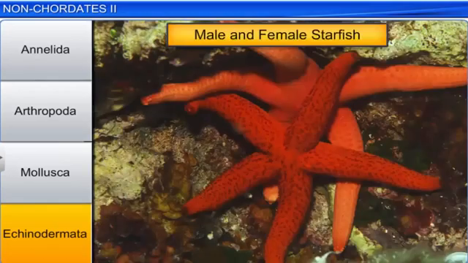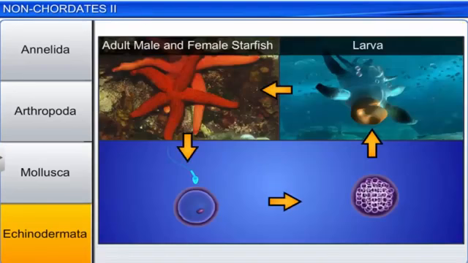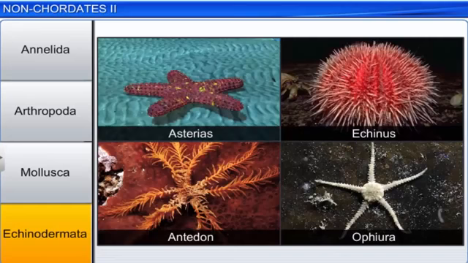Echinoderms are dioecious and exhibit sexual reproduction. Fertilization is usually external and development is indirect with free-swimming larvae. Some common echinoderms are Asterias, Echinus, Antedon, and Ophiura.